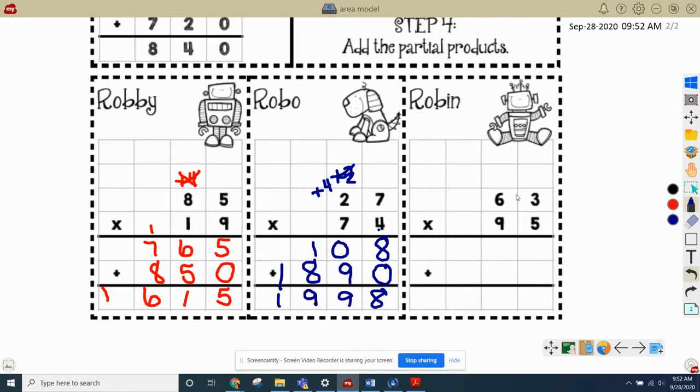Why don't you pause the video and try this one on your own scratch paper. Pause the video, try this one on your own, then come back and check it.